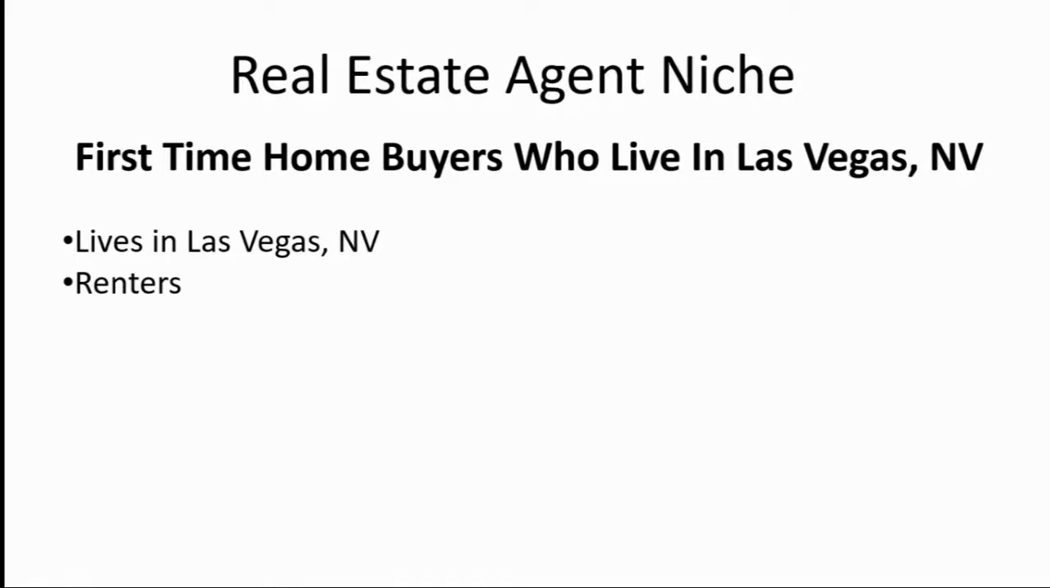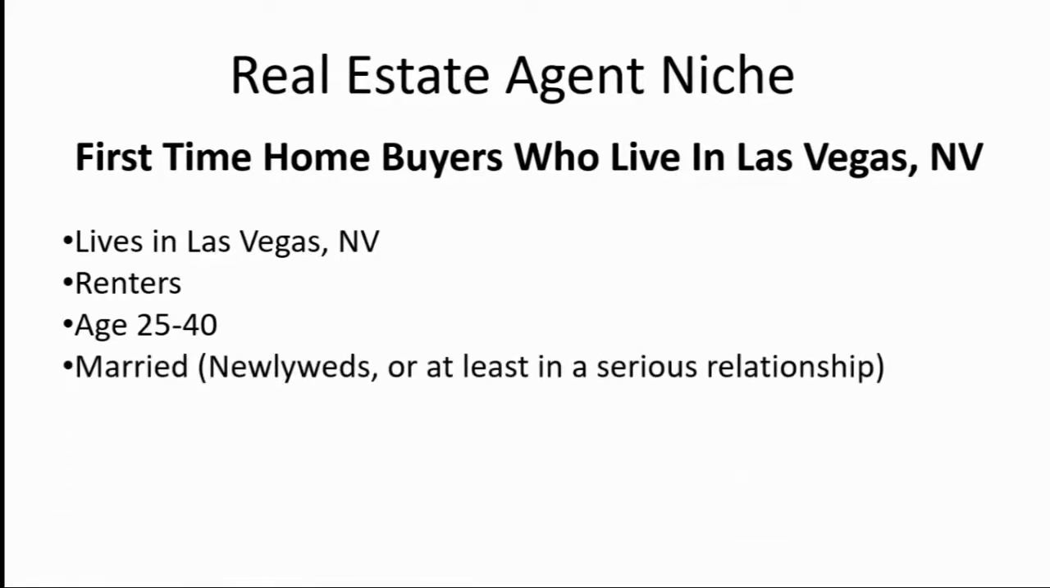Second criteria is that they are renters. So they are currently renting their home with maybe the idea of buying something down the road. We also said for a first-time home buyer, they're probably on the younger side. So we chose an age group that's on the younger side. Many of them are going to be married, newlyweds maybe, and or at least in a serious relationship. However, guess what? These days, there are so many more millennials that are buying and choosing to stay single. So, we have to play with the criteria a little bit.